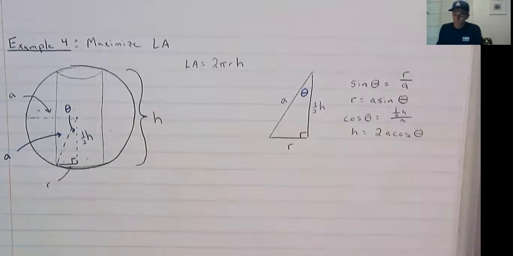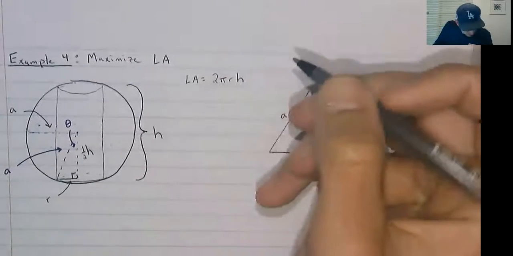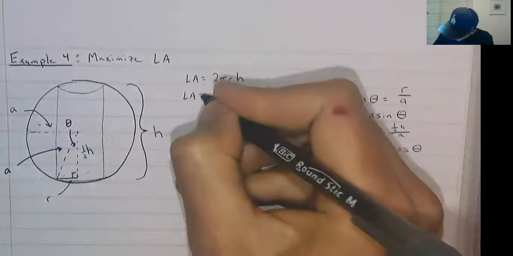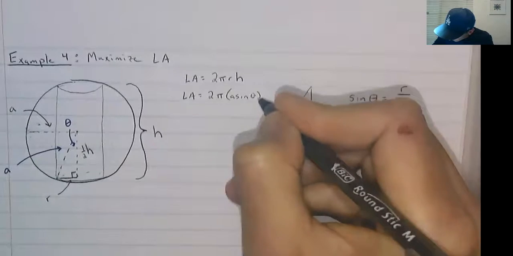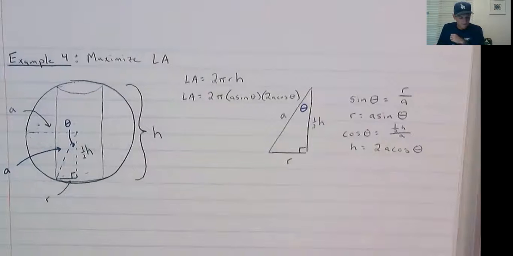And so doing that now, we can say that our lateral area, can we do this over here somewhere? No, we'll do it right here. Lateral area is 2 pi times A sine of theta times 2A cosine of theta. A little tight, a little tight. Maybe I should have done it somewhere else. Now we're fine. Which we're going to call that like, oh yeah, and this is where it gets really weird.